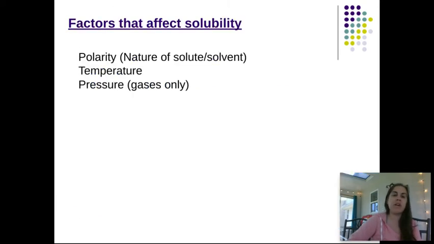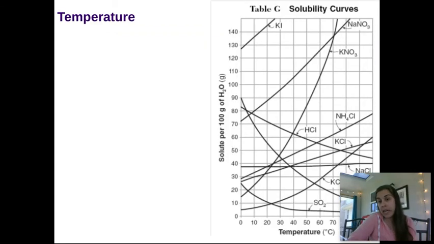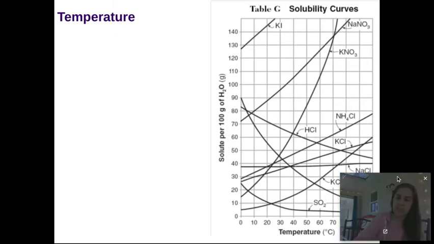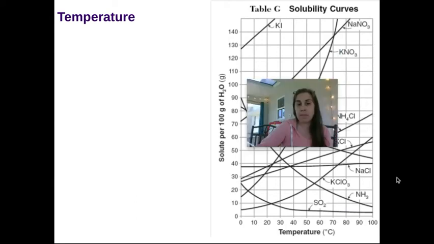All right, so factors that affect solubility. So there's polarity, which we just discussed. If something will dissolve or not is based on if they have this like polarity or not. Temperature can affect solubility and pressure. So there's a reference table that shows this, table G. So hopefully you all have your reference tables. If you don't, you can go ahead and print them out.